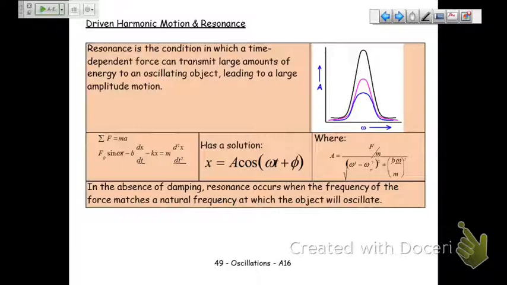Maybe you want to make this horn that sends sound throughout the neighborhood. If you can drive your little horn at the same frequency that the horn naturally has, you'll make a lot of noise. It will just keep going. Whereas sometimes it's not desired.